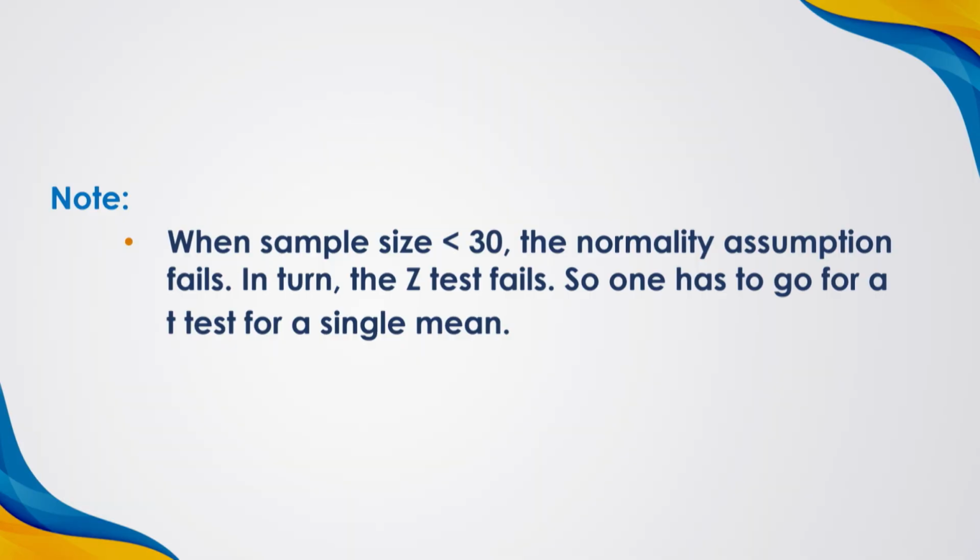In the example, the sample size small n equal to 900, that is greater than 30. Therefore, it is called a large sample procedure, and this procedure is useful whenever the sample size is large. But when the sample size is less than 30, the normality assumption fails. In turn, the Z test fails. So, one has to go for a t test for a single mean.